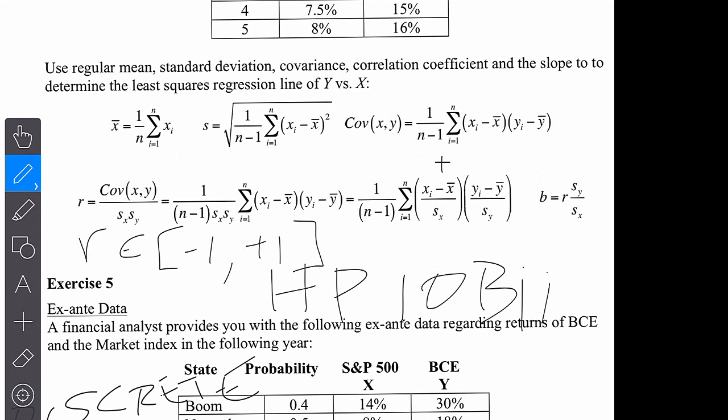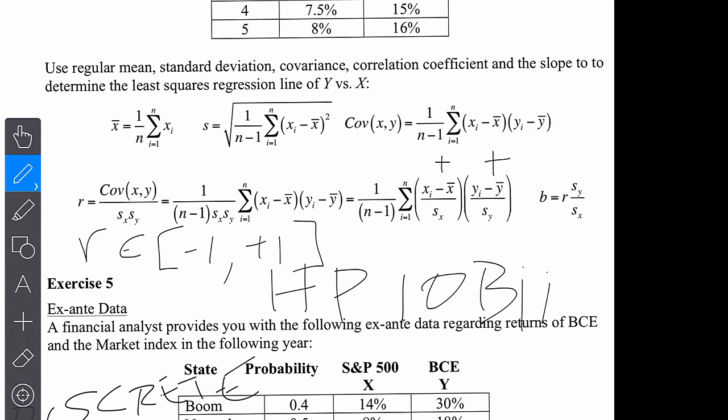At the same time that y trends seems to be above its mean, that will make this positive. So a positive times a positive will give you a positive.